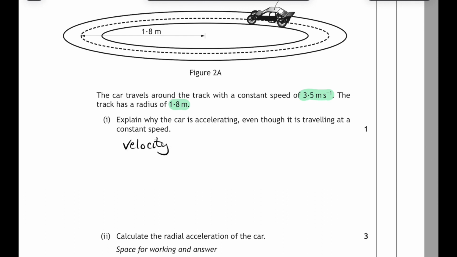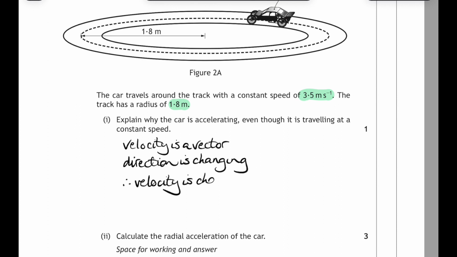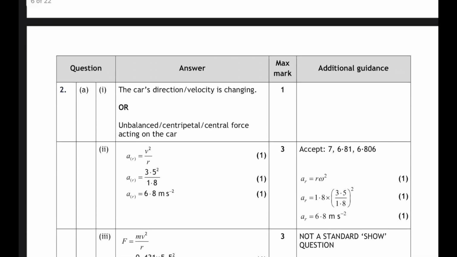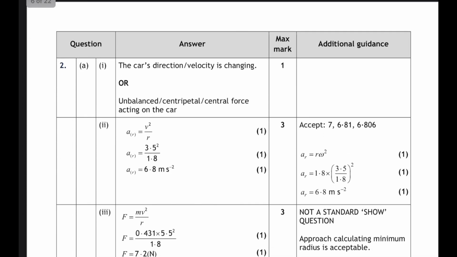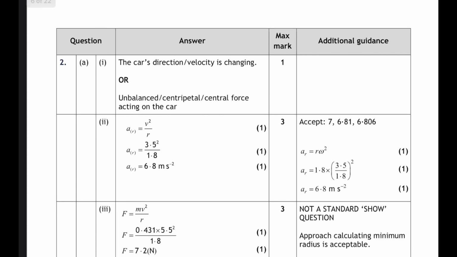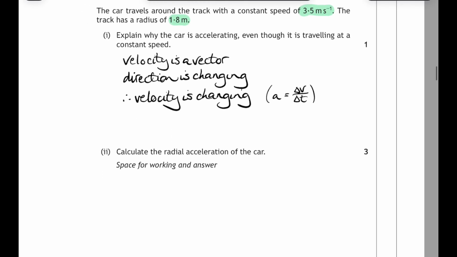Well, you should know that velocity is a vector with magnitude and direction, and if the direction is changing, that means the velocity is changing. Therefore, it is accelerating. That's for 1 mark, and the marking instructions are accepting either that the direction or the velocity is changing. Okay, part 2.